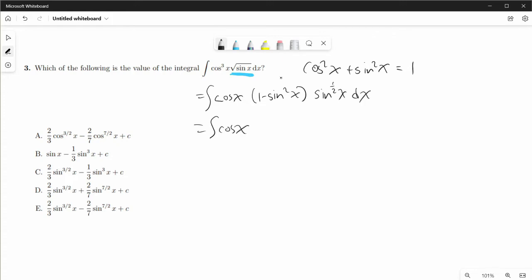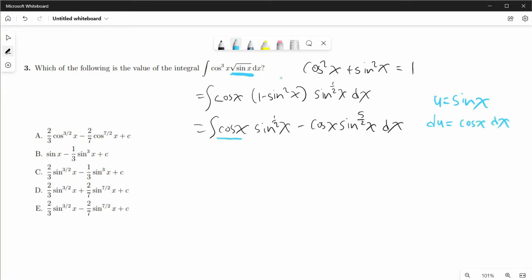Distribute: cosine x times 1 times the square root of sine x, minus cosine x times sine squared x times the square root of sine x. The square root of sine x times sine squared x is sine to the 5 over 2, dx. And now I can use u-substitution, with u being sine x, then du will be cosine x dx, right?